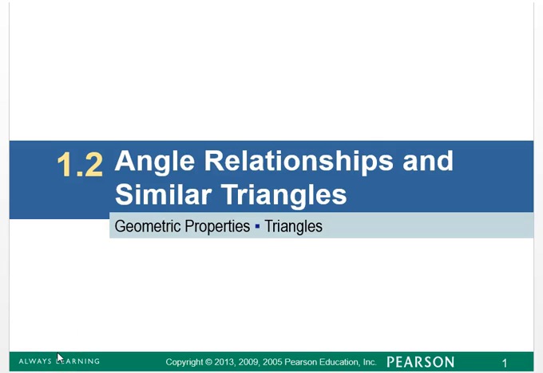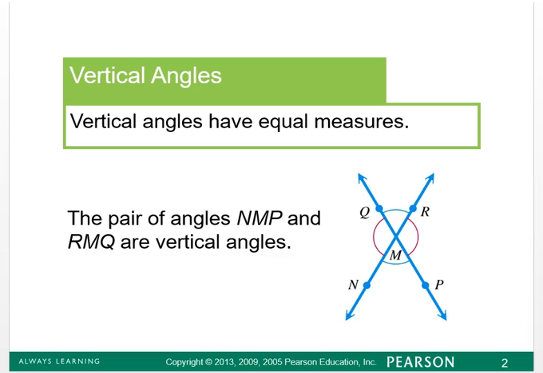Hey, trigonometry class. We are looking at section 1.2, angle relationships and similar triangles. We're going to be looking at some geometric properties and triangles, similar triangles to be exact. So here are some geometric properties that we should know.